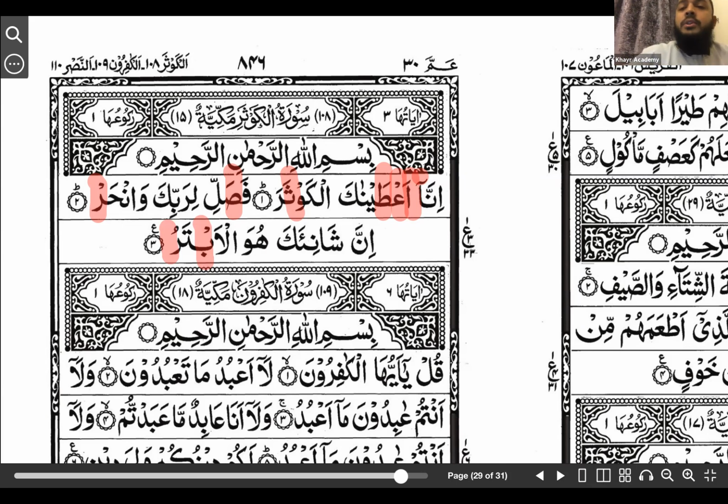I'm going to read this surah one more time before we go to the next surah. Bismillahir Rahmanir Rahim.